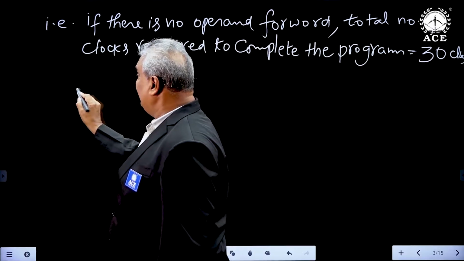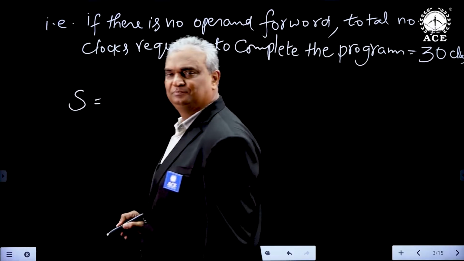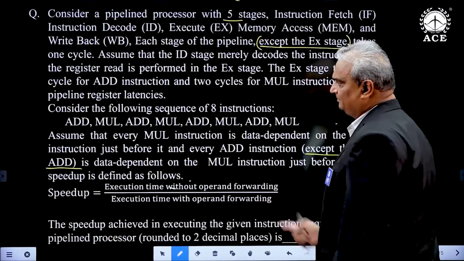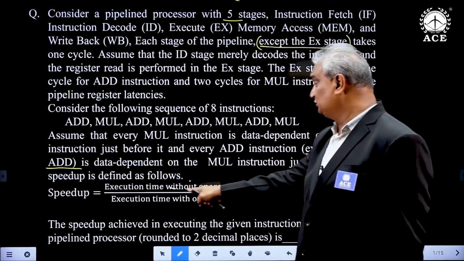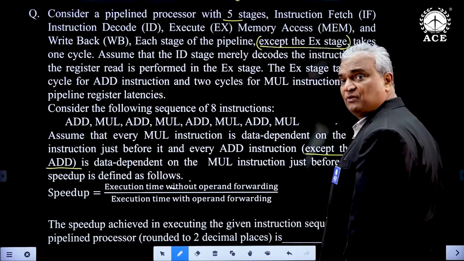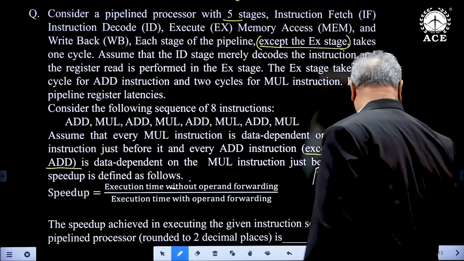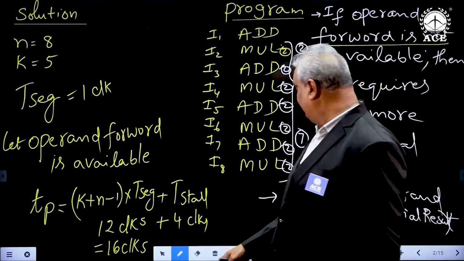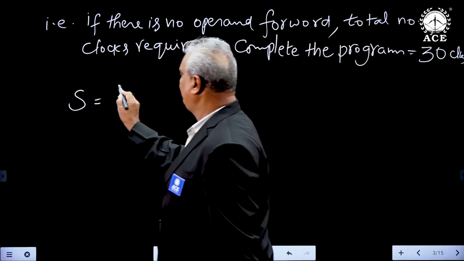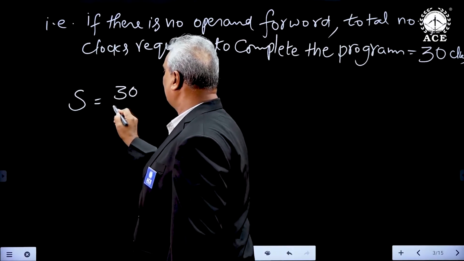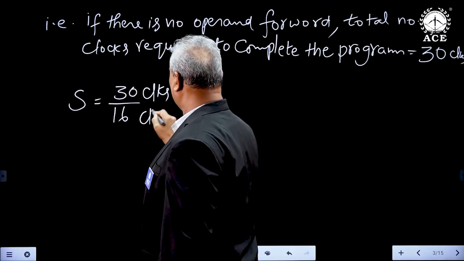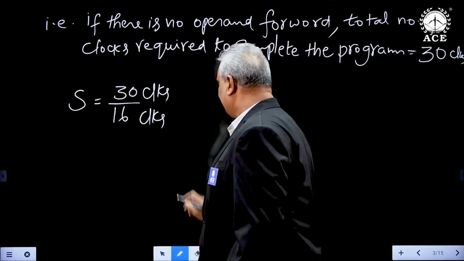What about the expression he gave for speed up? Observe this. Execution time without operand forwarding by execution time with operand forwarding. What about without operand forwarding? 30. With operand forwarding, 16 clocks. It is also clocks. Clocks get cancelled.